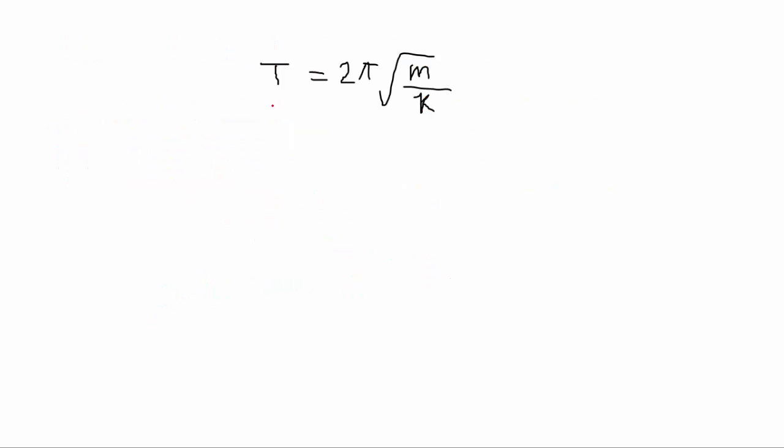Let's take an example. Here t equals 2 pi root m over k. We have to check if this equation is dimensionally homogeneous or not. So for that, we will check the dimension of both sides of the equation. The left hand side has only t, which is the time, so its dimension would be T. Let's check the right hand side. It's 2 pi root m over k.